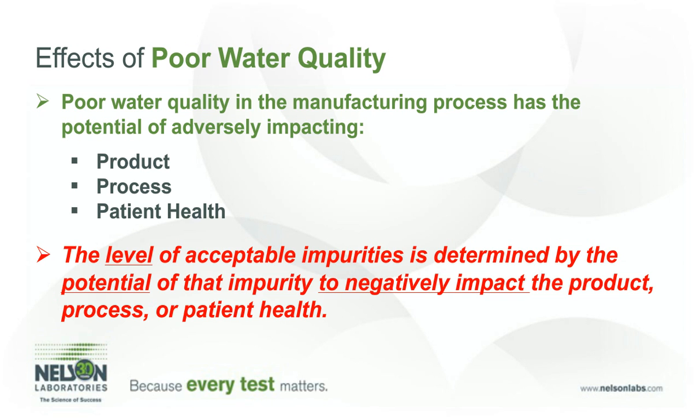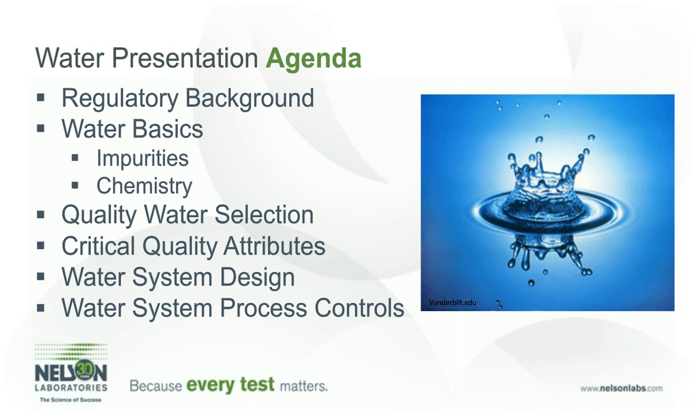In today's presentation, we will discuss regulatory background, water basics, such as categories of impurities found in water and water chemistry. We'll also discuss approaches for water quality selection, define critical quality attributes, and talk briefly of water system design. In closing, we will cover water system process controls, preventive maintenance, and system monitoring.